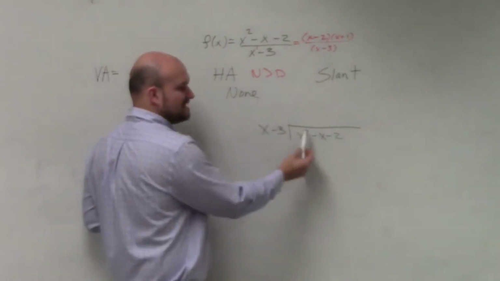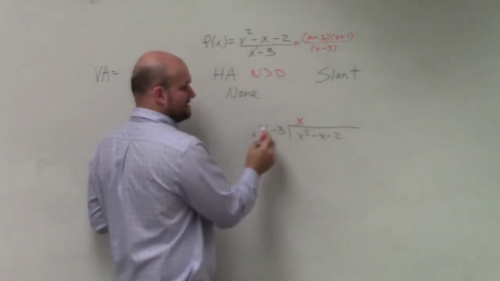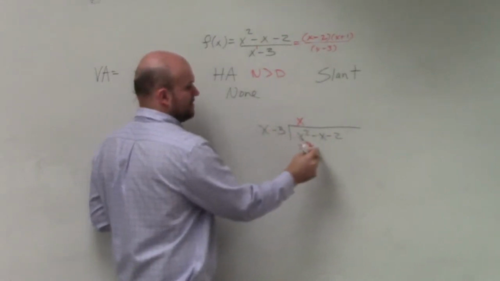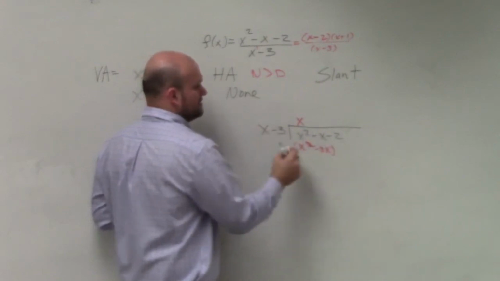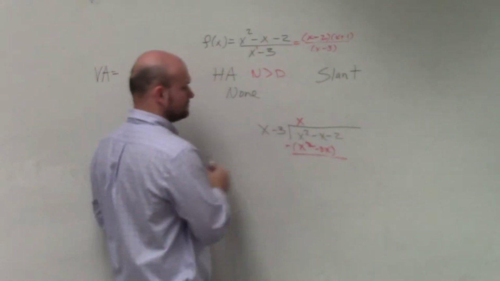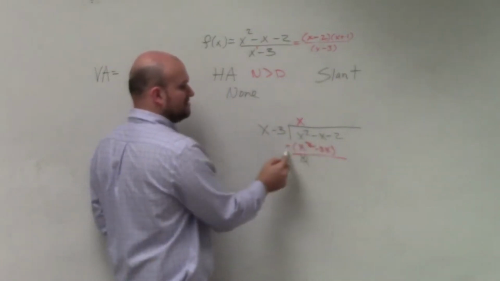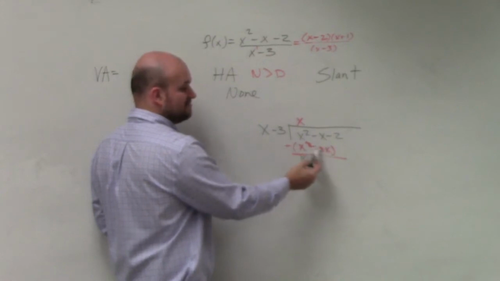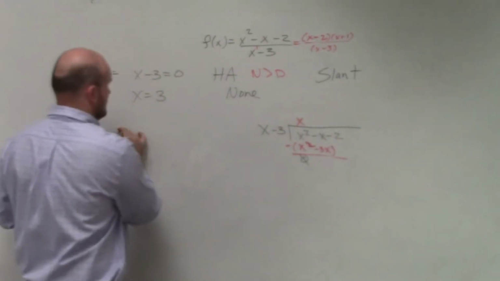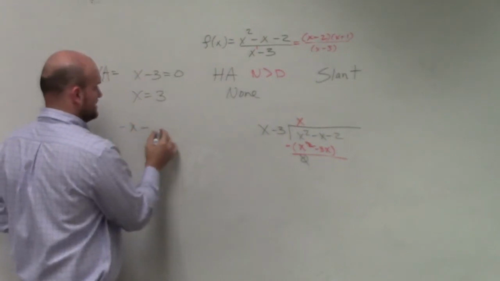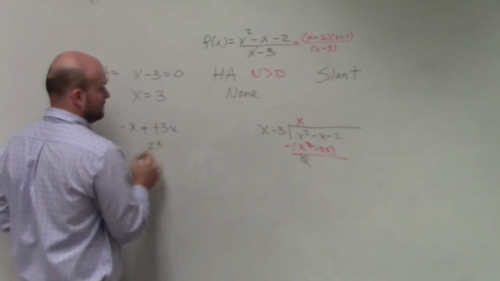So how many times is x going to x squared? X times. X times x is x squared. X times negative 3x is negative 3x. Subtract the rows. X squared minus x squared is 0. Negative x minus negative 3x, a double negative is positive. So that's really negative x minus negative 3x, which is 2x.